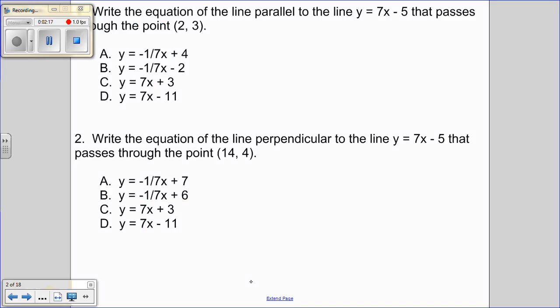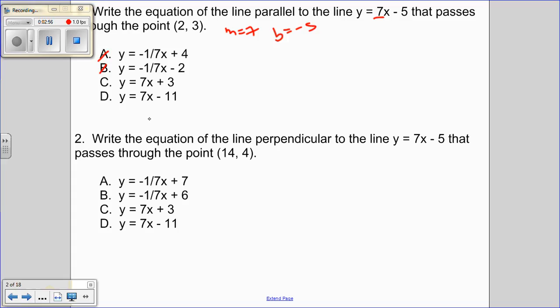This first question wants us to write the equation of a line that is parallel to the given line and passes through the point. The slope of the given line is 7. The y-intercept of the given line is negative 5. In order for the line to be parallel, they have to have the same slope. So automatically, I can get rid of choice A and B.